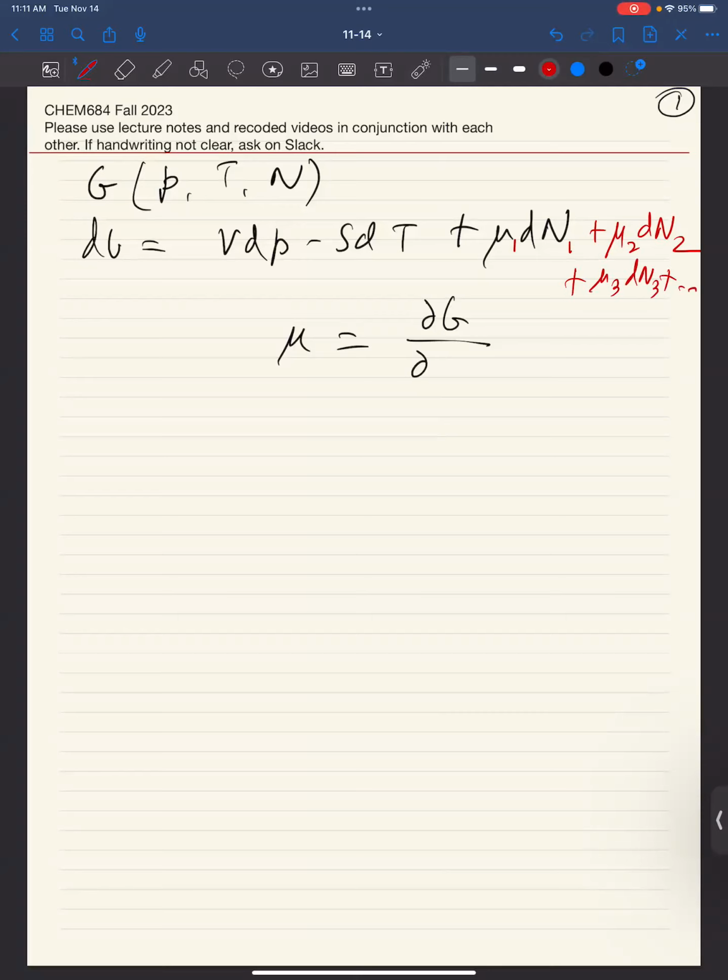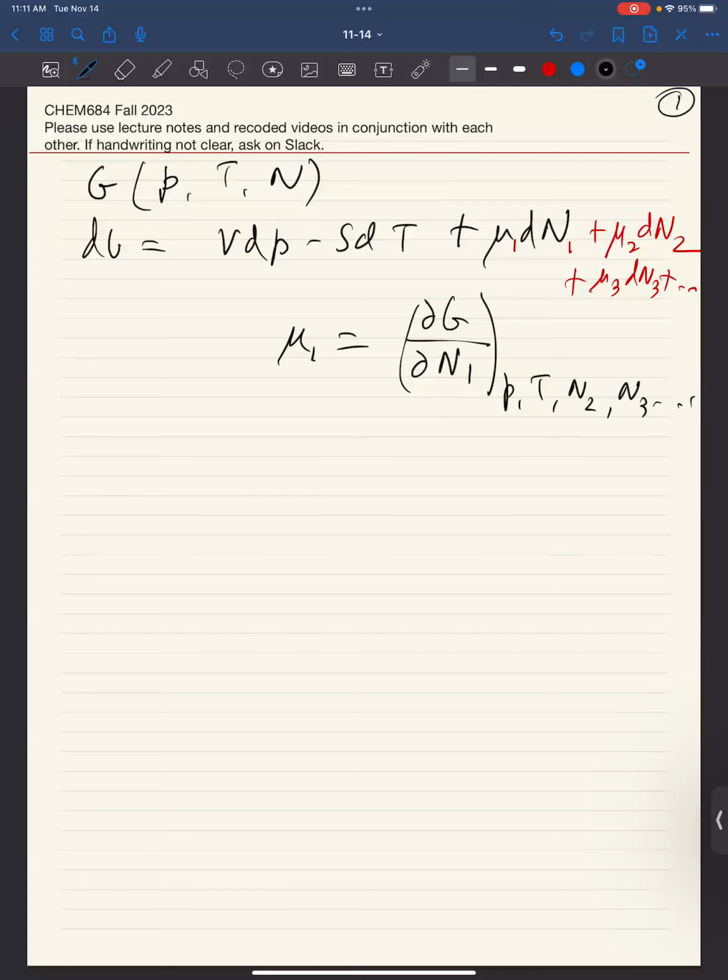Okay. So in this case, we can define mu1 as partial G by partial N1, keeping pressure, temperature, and N2 and N3, all these things constant, right? This is not all that different from what we did over here. This is the same definition. And I'm so happy that you brought this up, because we are going to use the chemical potential even more in constructing phase diagrams. So if you are on shaky grounds here, that will be even shakier. Okay.